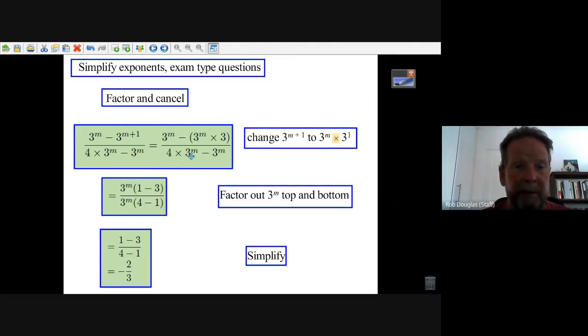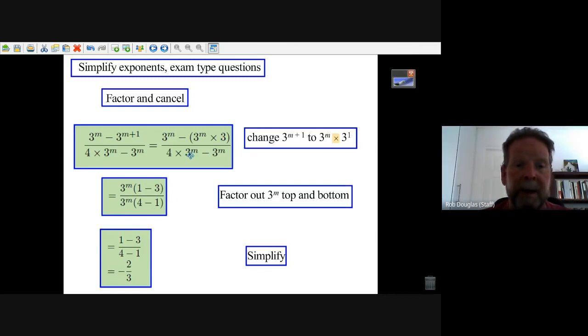In the bottom, you can see this 3 to the m times 3 to the m. It's common too. Well, let's look at the top now. If it's a common factor, we can write it down once, 3 to the m, then we can put a bracket, and then we put a 1 here. See, 3 to the m times 1 is 3 to the m. 3 to the m times minus 3 gives us this minus 3 to the m times 3.